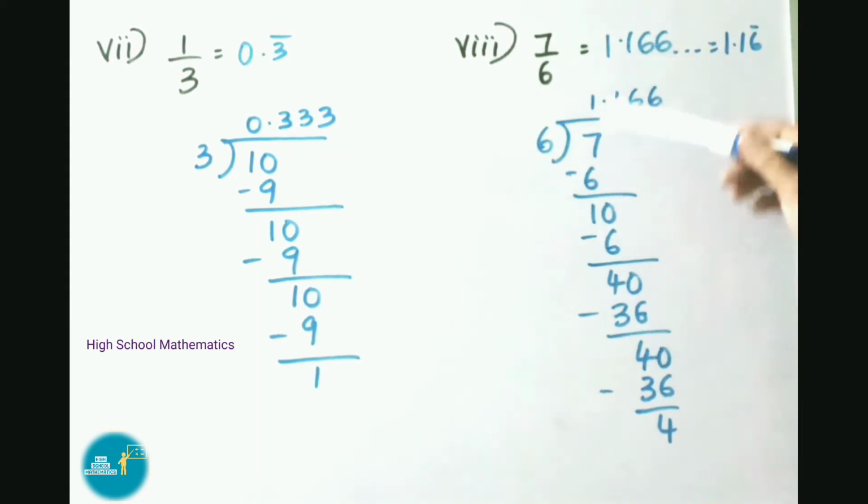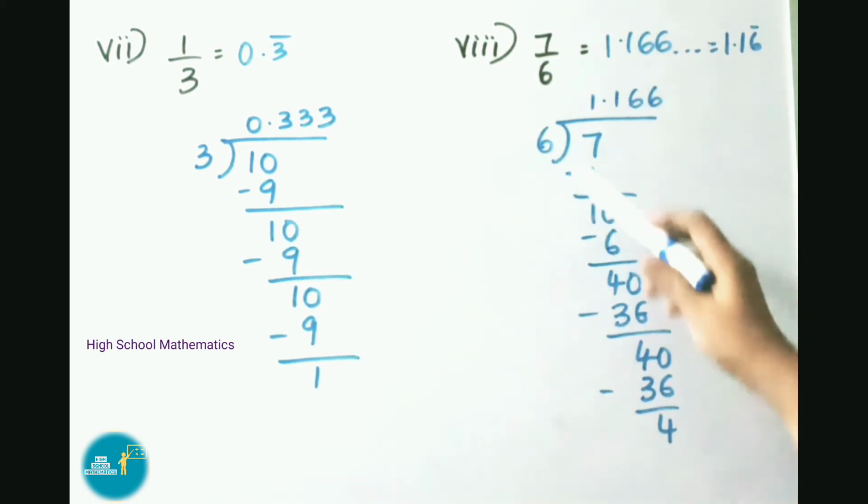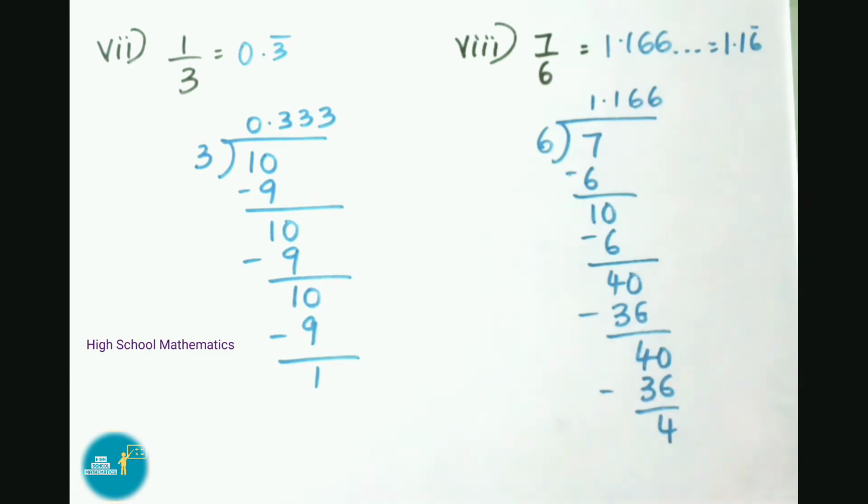See now 8th sum, 7 by 6. That means we have to divide 7 by using 6. 6 ones are 6. 7 minus 6, 1. Here 1 is less than 6, so we have to keep a decimal in quotient and add a 0 here. Now the number is 10. Now 6 ones are 6. 10 minus 6, we got remainder 4. Since here decimal is there, add a 0. Now the number is 40. 6 sixes are 36. 40 minus 36, we got remainder 4. Decimal is there, add a 0. 6 sixes are 36. Again 40 minus 36, we got remainder 4.